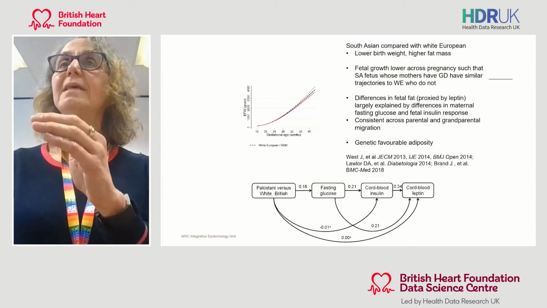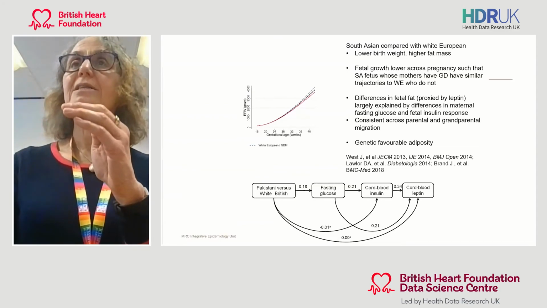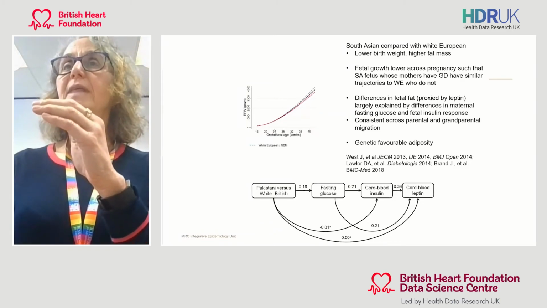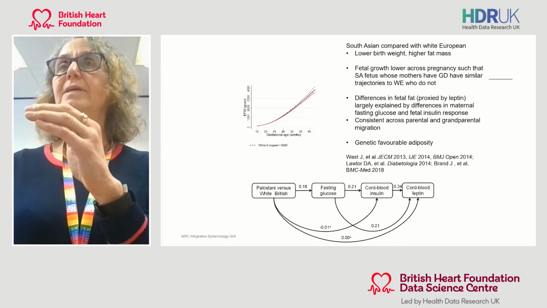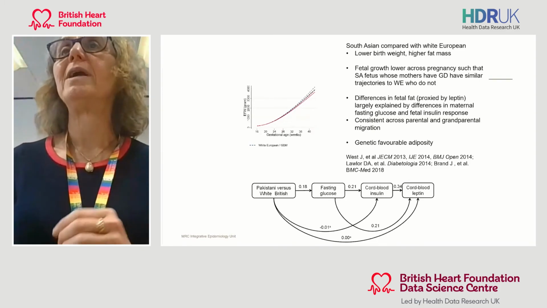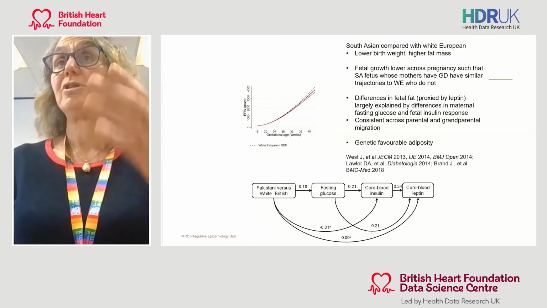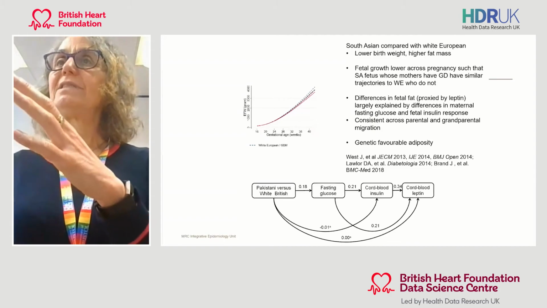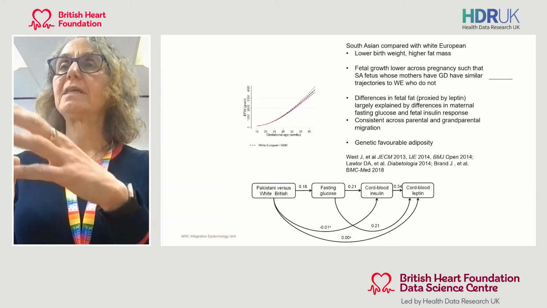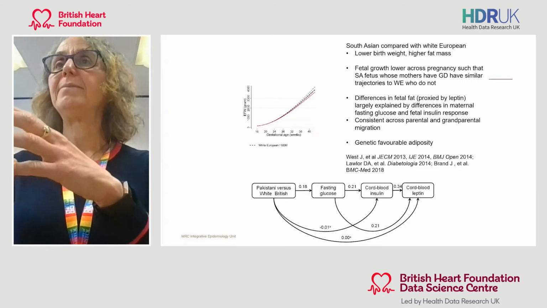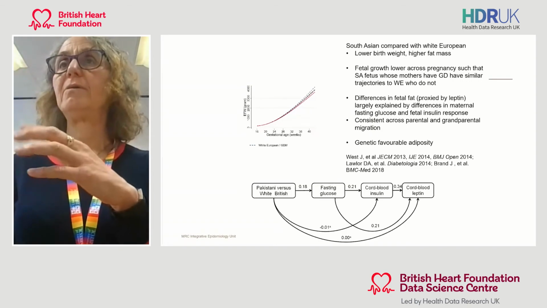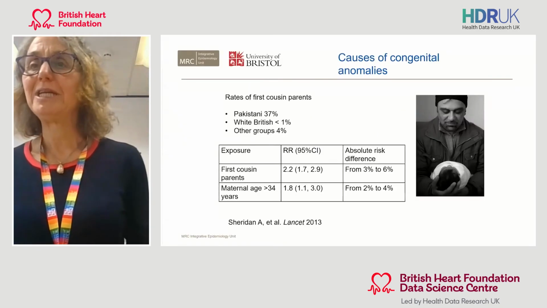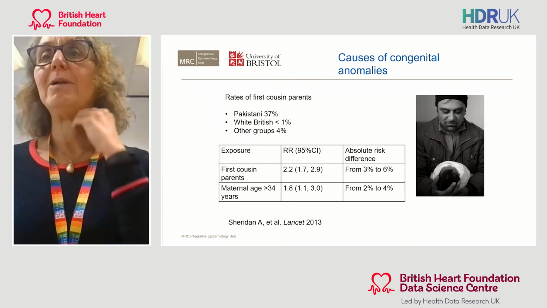And so what that means is that the trajectory of change in fetal growth for a South Asian infant whose mother has gestational diabetes sits exactly on top of a white European woman who does not have diabetes. And then at the bottom here, we showed that differences in fatness at birth based on skin folds and cord leptin levels between South Asian and white European were largely explained by the differences in glucose. Sorry, I'm rushing a bit because I'm just aware of time rolling on.